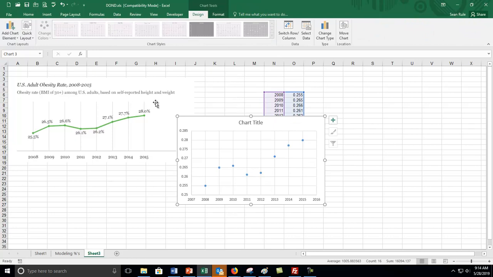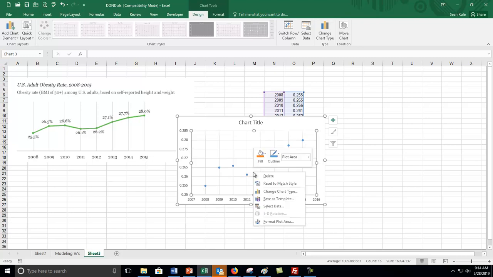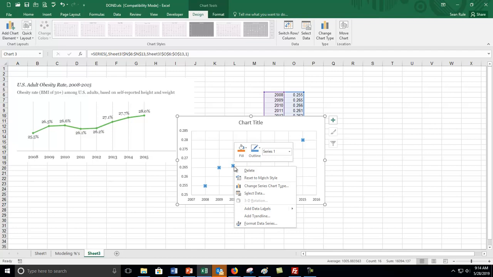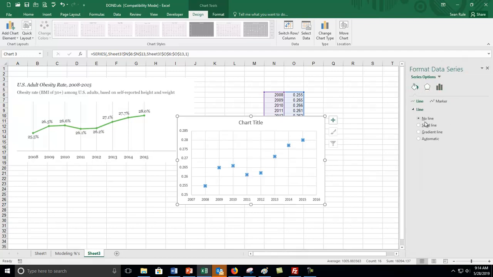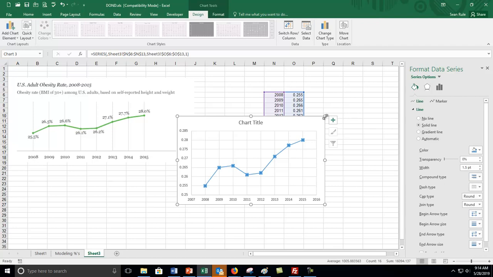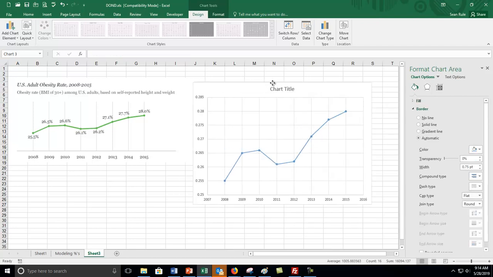Now notice, this looks just like theirs because of the crazy jumps in the graph. If I can connect it. Hang on one second. I'm learning something as I go here. Let's format the data series and let's add a line. There we go. Now it looks just like theirs. Well, not just, but close enough.